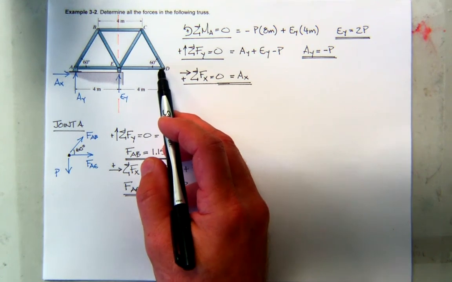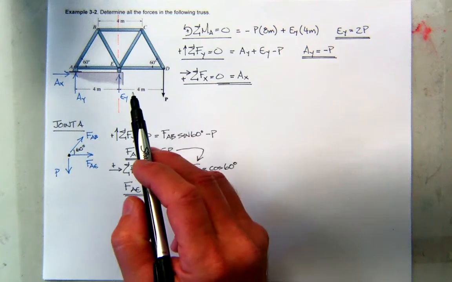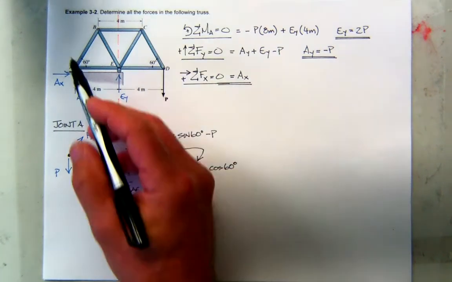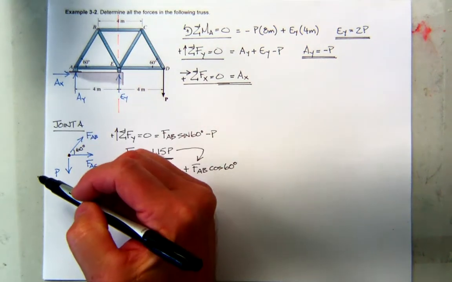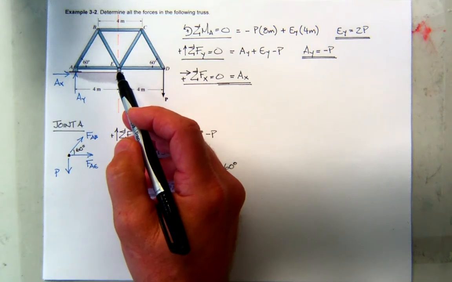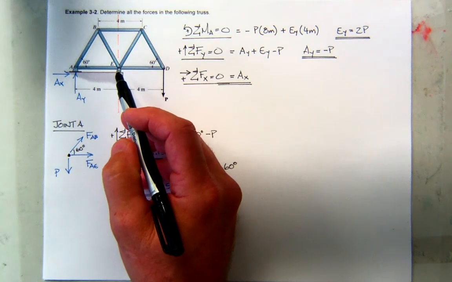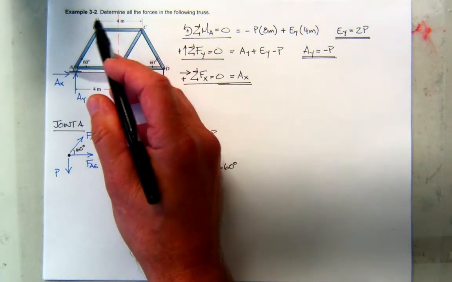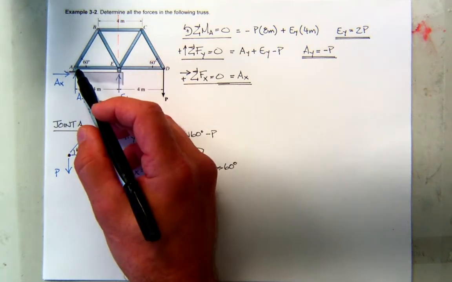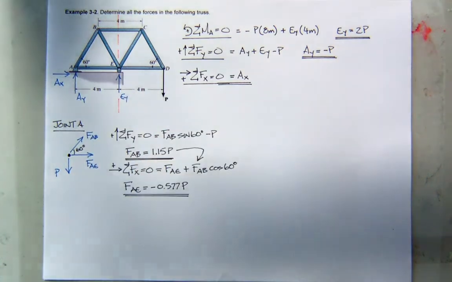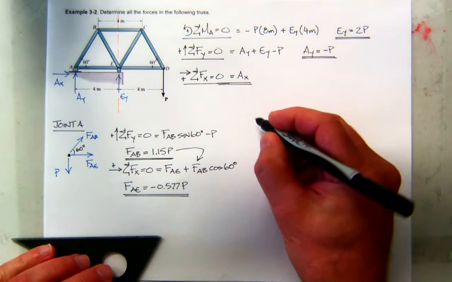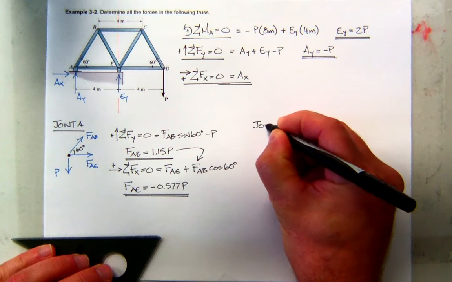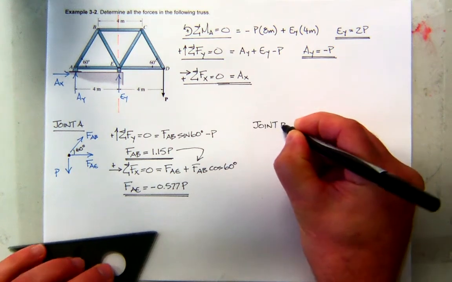Now, we could do that. Where else could we possibly go now that we have these two force members? Could we go to E? No. Not yet. Because there's still 1, 2, 3 unknowns, even though we have one of them. But we could go to B. But I think it's going to be easier right now just to go to D and get some confirmation that we did this correct. So I'm going to go and look at joint D.